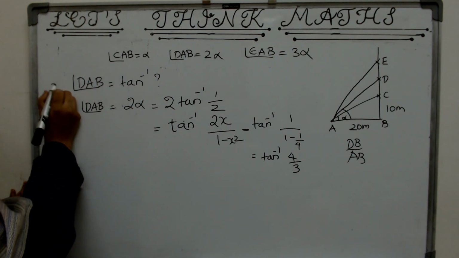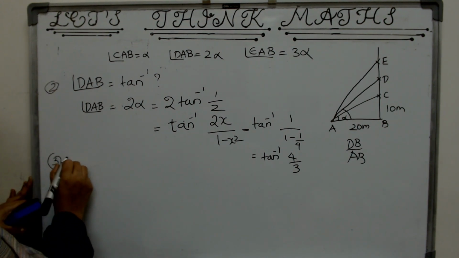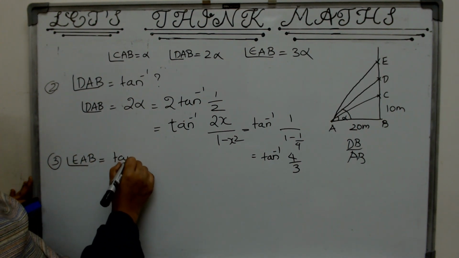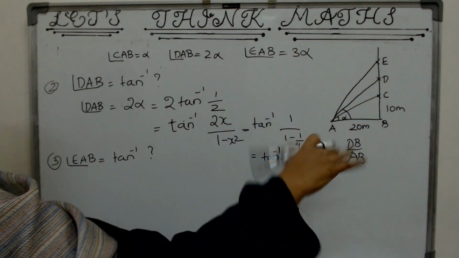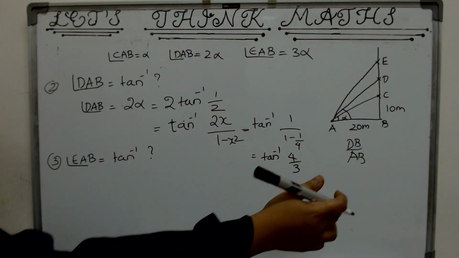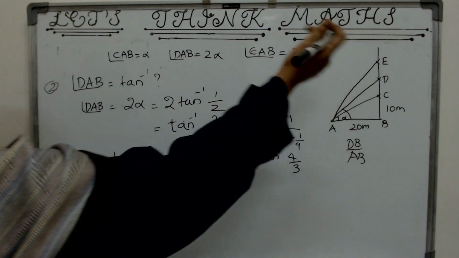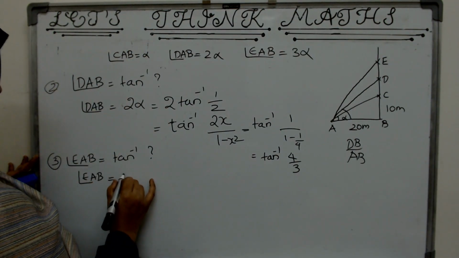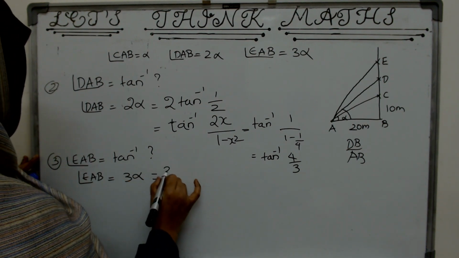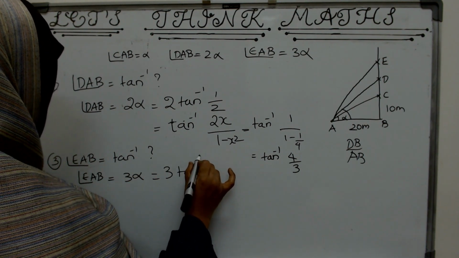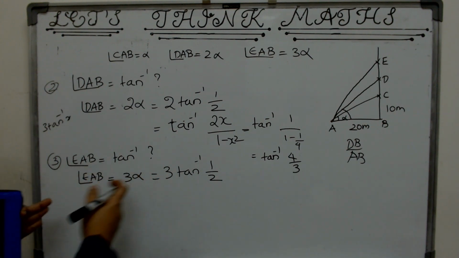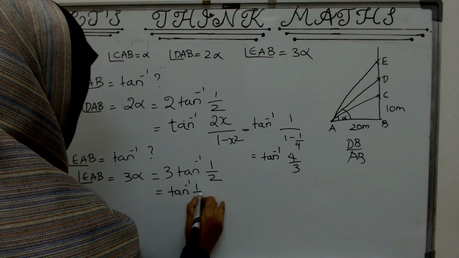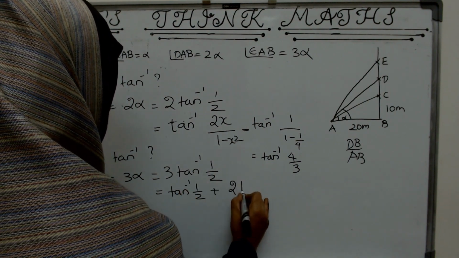Now we come to the third question. And what is the third question? What is EAB? Again, we cannot use the usual method of opposite side by adjacent side. We cannot use that because we have no idea what EB is. So what do we know? We know that EAB is 3 alpha, which is 3 tan inverse of half. Express 3 as the sum of 1 plus 2. Express this as tan inverse of half plus 2 times tan inverse of half.